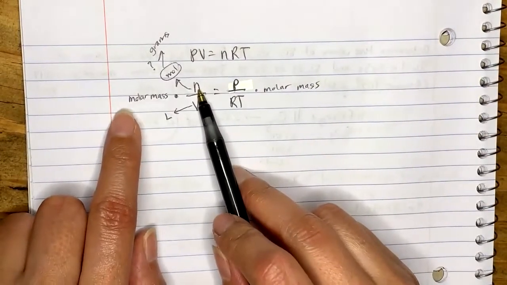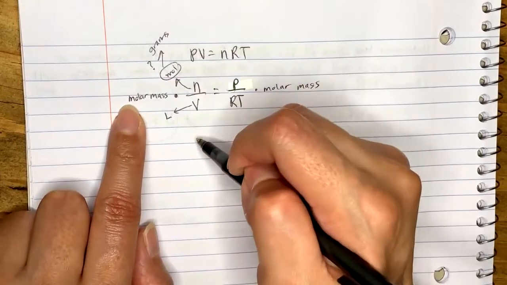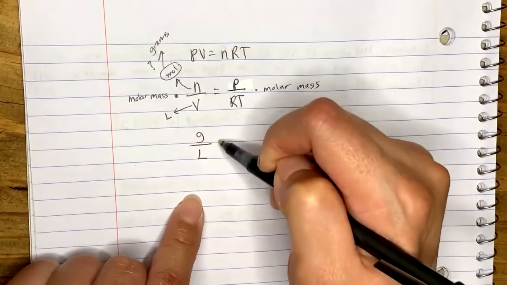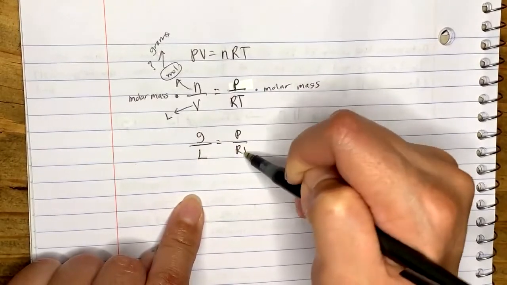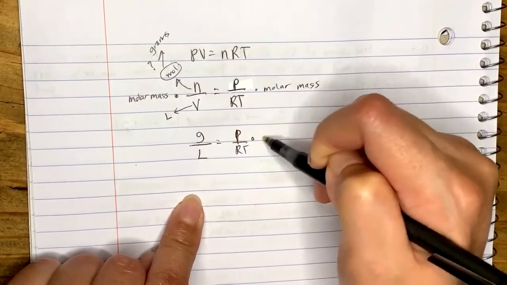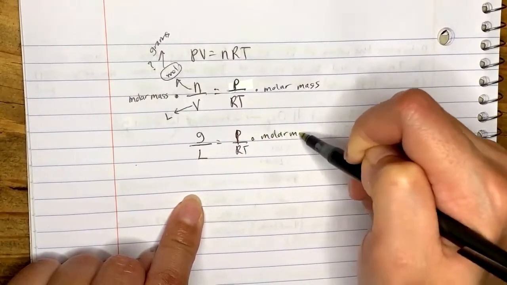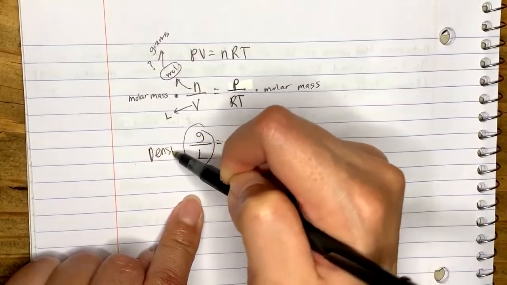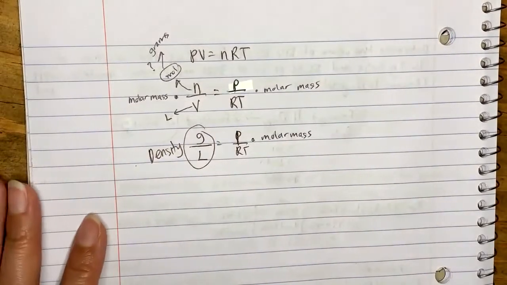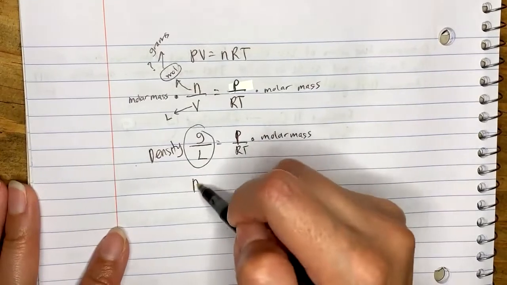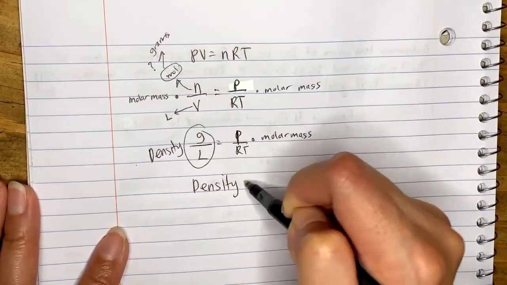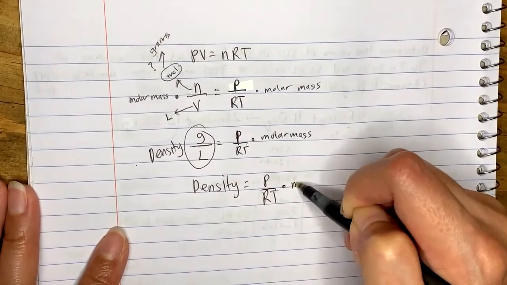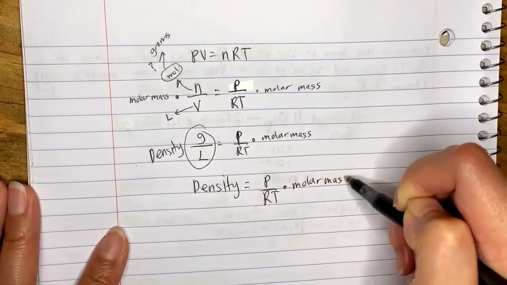N moles times molar mass will give you grams, and then liter, and that gives you P over RT times molar mass. And this here is density. So density equals P over RT times molar mass of the gas.